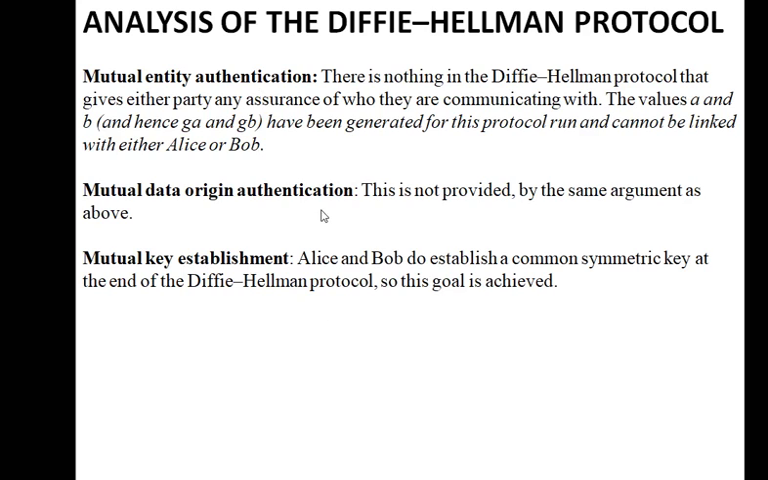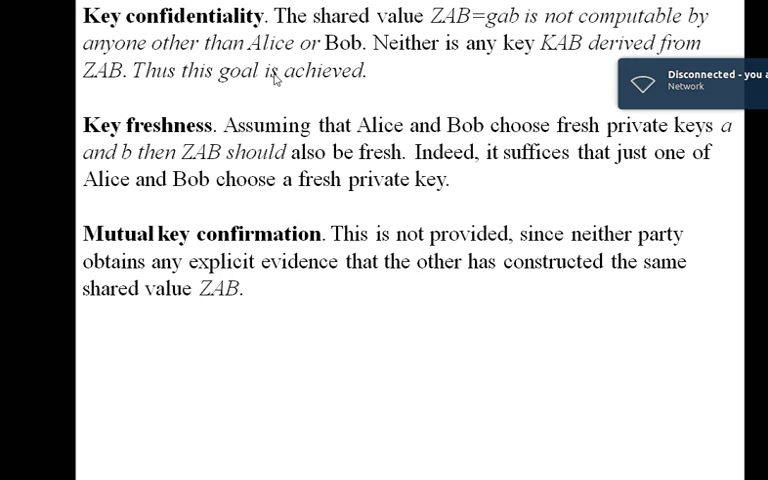Just now we have seen these in our demo, right? And key confidentiality: the shared value ZAB, that is G^AB, is not computable by anyone other than Alice or Bob. Neither is any key KAB derived from ZAB. Thus this goal is achieved. Key freshness: assuming that Alice and Bob choose fresh private keys A and B, then ZAB will also be fresh.